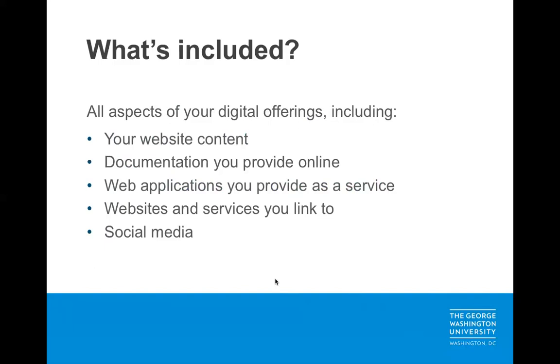Additionally, any web applications that you have purchased and provide to your users as a service, you need to make sure that those applications are also accessible to your users when they are trying to access them to perform a task. It also covers content that you don't actually control, so websites and services that you link to. Essentially, you're saying as a university and as a unit within the university, we're endorsing this website and endorsing its services. And so we need to make sure that when we're sending our website visitors over to these other external websites or services that we're linking to, that they are also accessible as well.